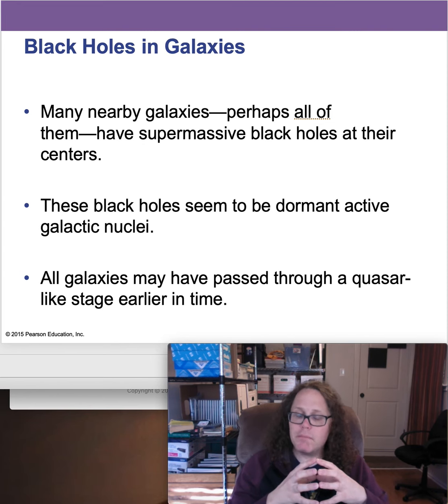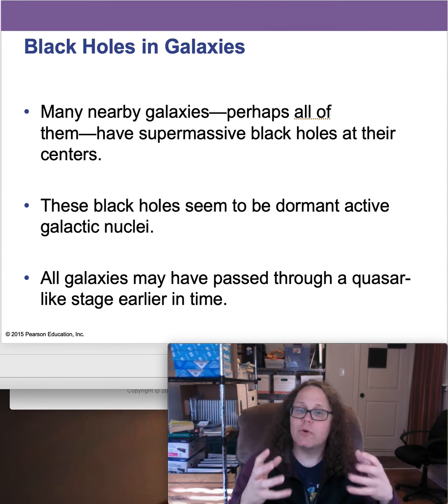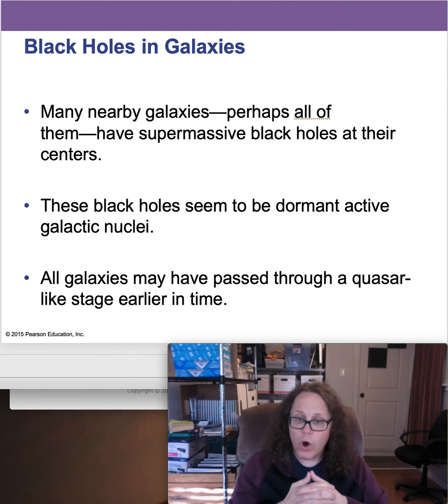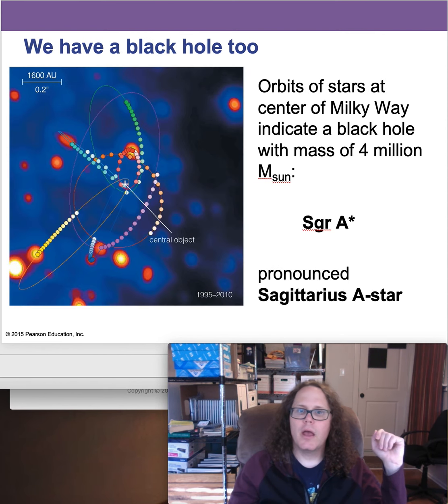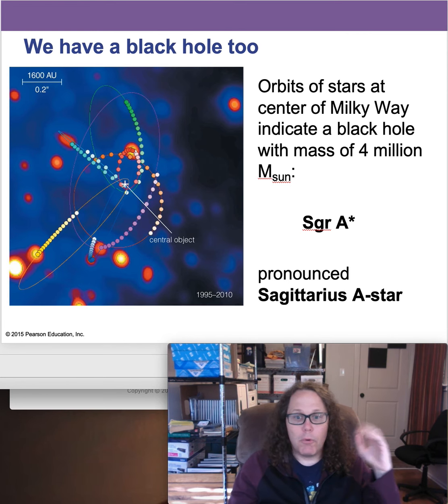So it may be that most or all galaxies or galaxy centers were quasars at some point in the past. It may be that our Milky Way galaxy had a quasar in the center, that Sagittarius A star, the black hole at the center of the Milky Way, was at one time a quasar. But we don't know.